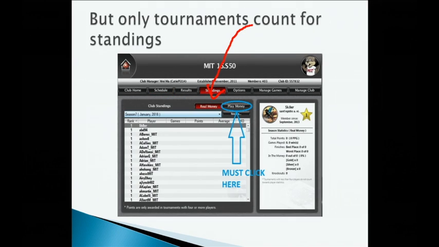Okay, so, but yeah, only tournaments count for standings, and if you want to see the standings, you have to click the blue arrow, and then you can see the standings. Some people ask me about this. So if you want to see your standings, how many points everyone has, how many points you have, you can click there.